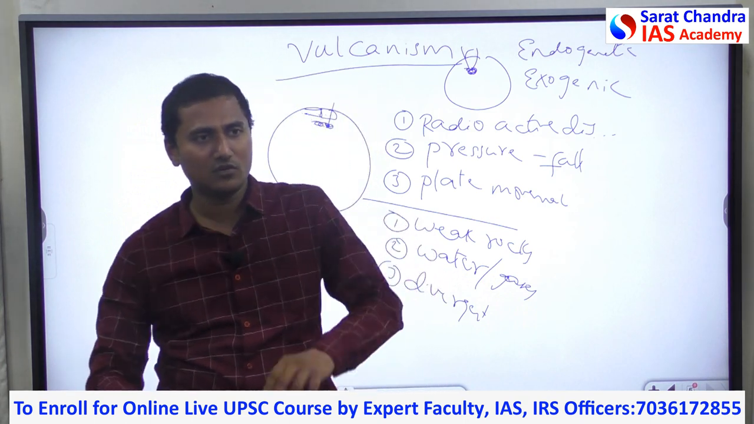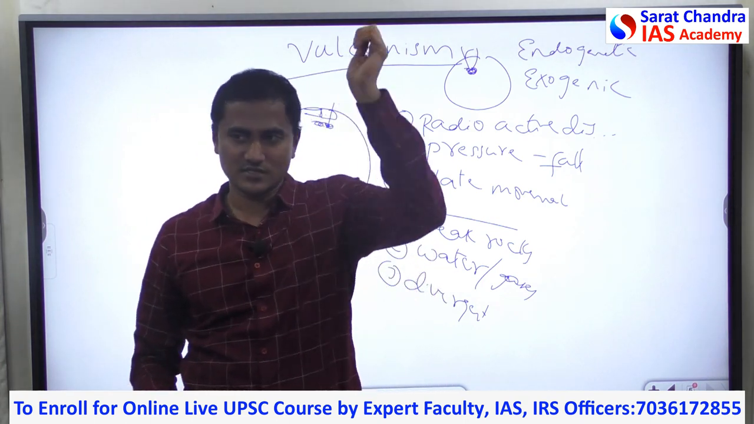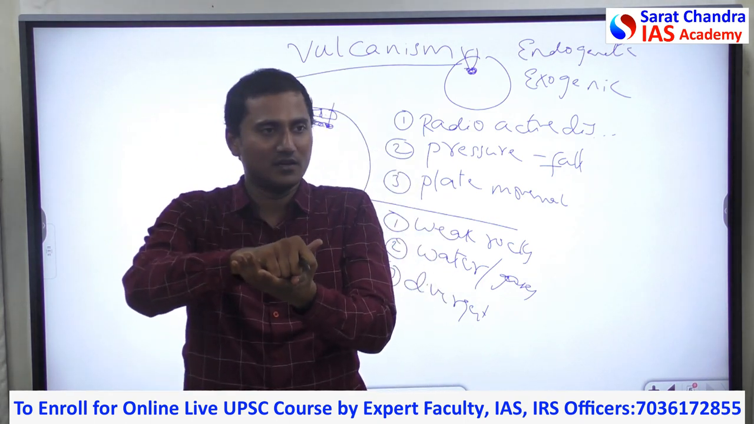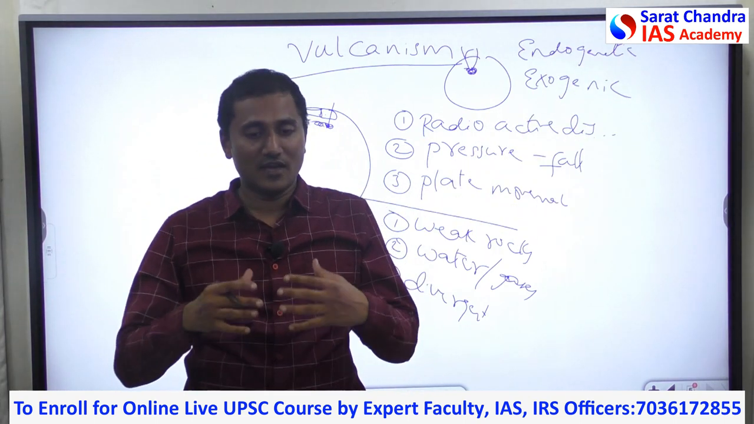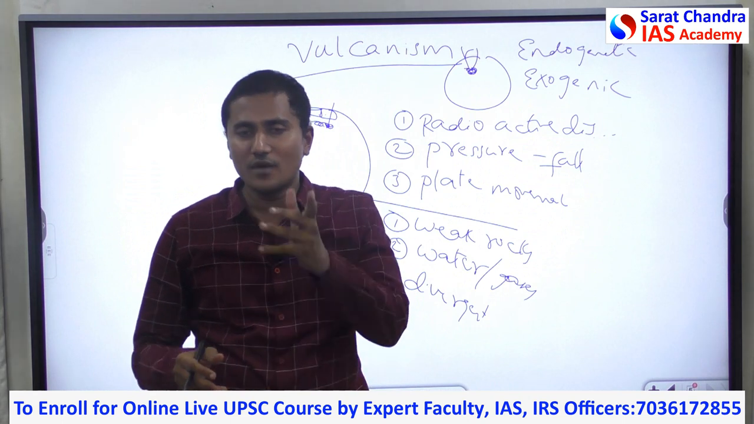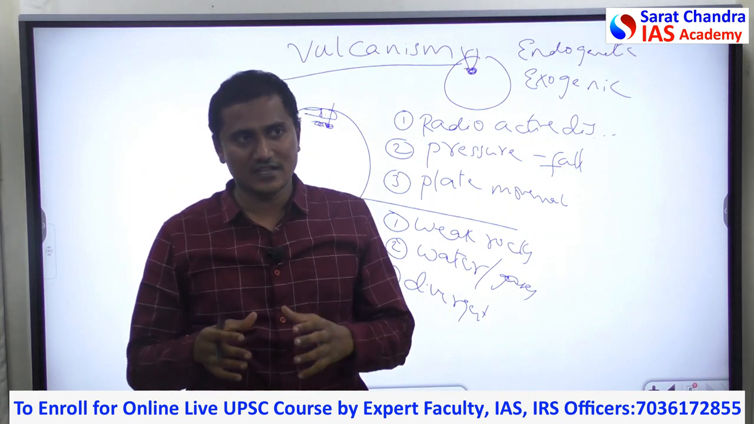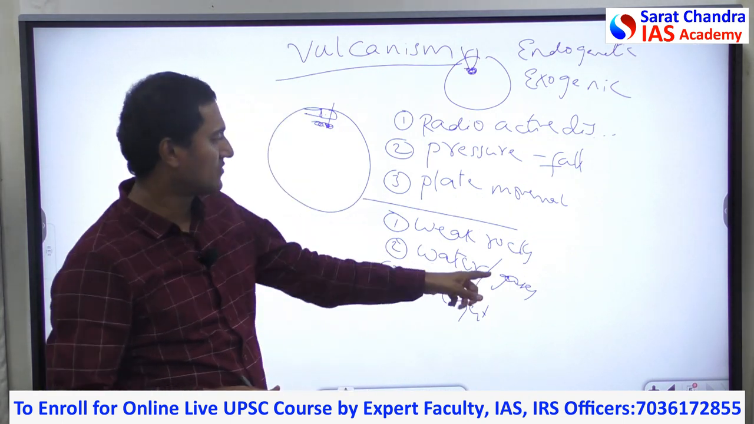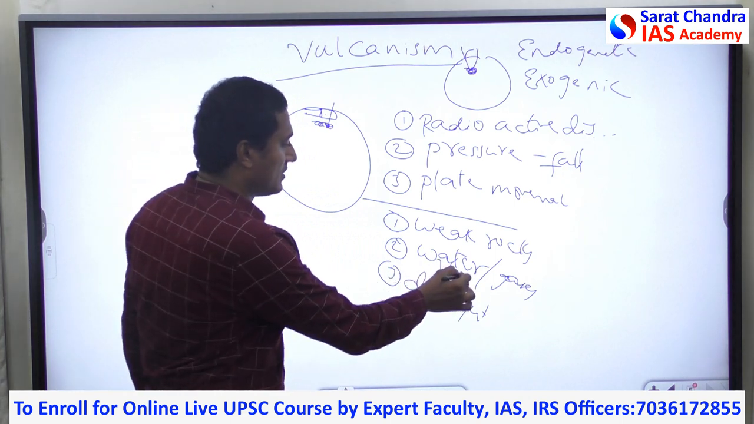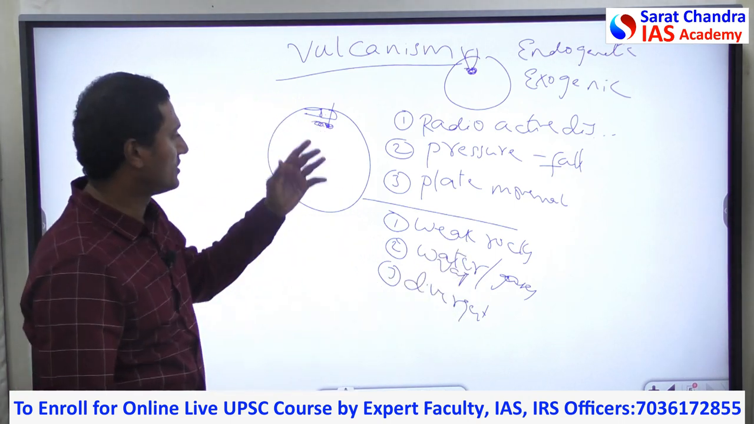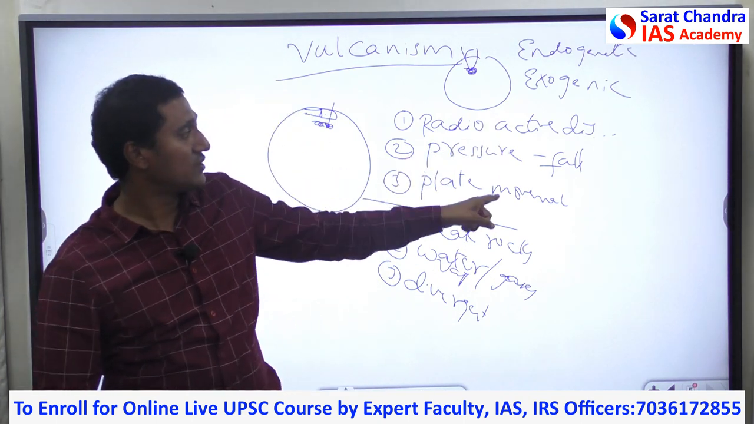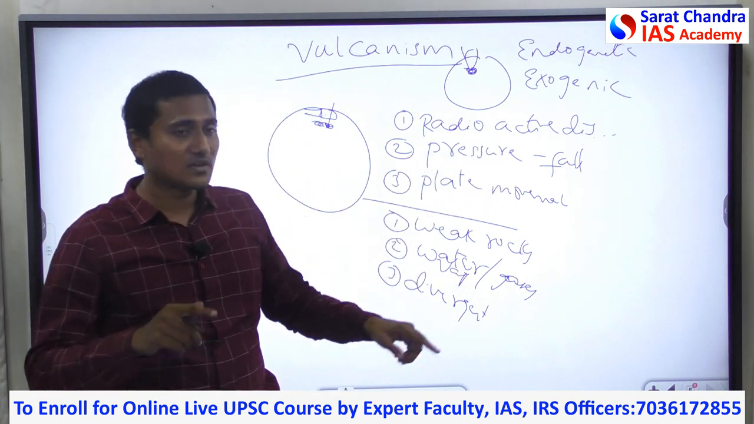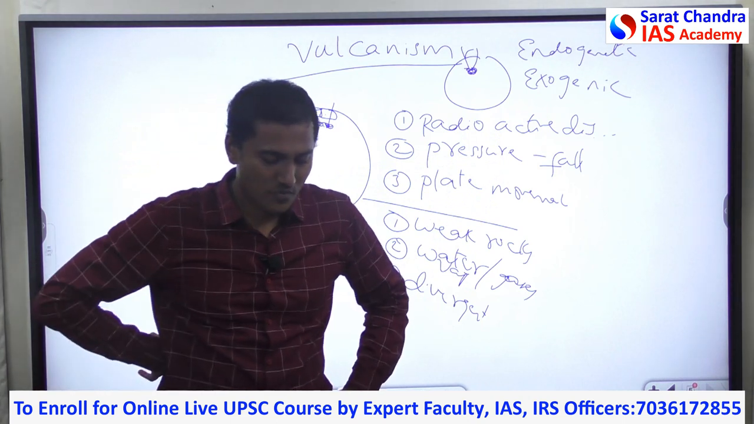Friends, in the gas cooker, you remove the vessel, close it with a plug, the cooker will break, it will blast, because the vapor has so much pressure. Without vapor, it will not blast. Similarly, in the earth also, gases are the reason. Water vapor, not water, water vapor or gases are the reason. So these are the three reasons for the coming out of magma. Okay.